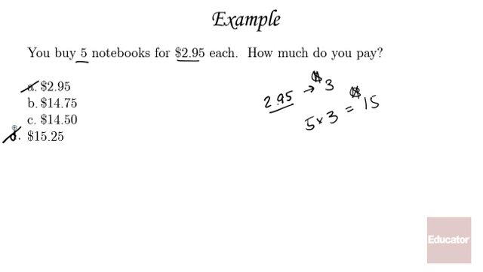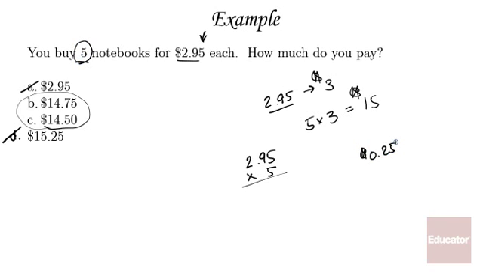So now I've saved myself a lot of energy and I can look back to here. Just B and C. Well, now you can take the time to do 2.95 times 5 and find your answer. Or you can think about how much less is $2.95 than $3. It's 5 cents less. And how much less for the total? 5 times 5 is 25 cents.